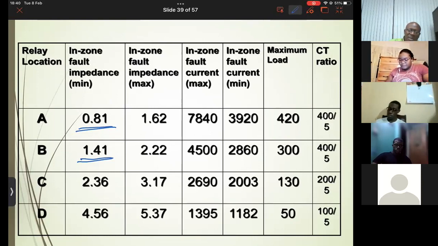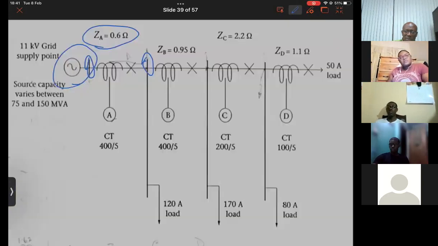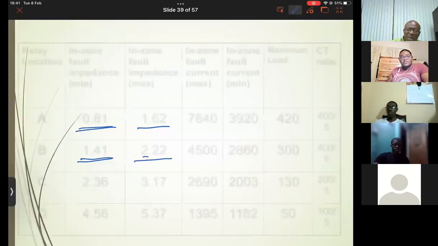Similarly, if this is the minimum in zone for A, then we add the 0.6, we get the minimum in zone for B. And we continue. We add the 0.95 in order to get to C, and then we add the 2.2 in order to get to D. This is the minimum in zone and maximum in zone. So we have those reactances.